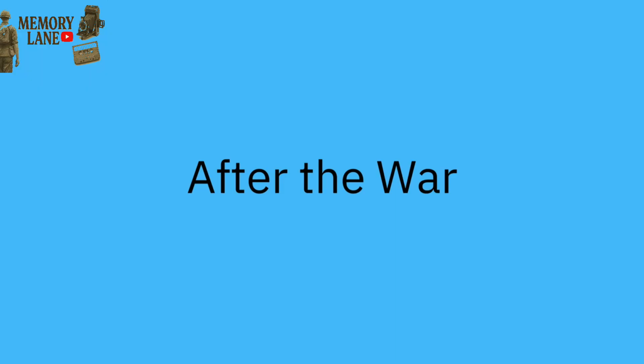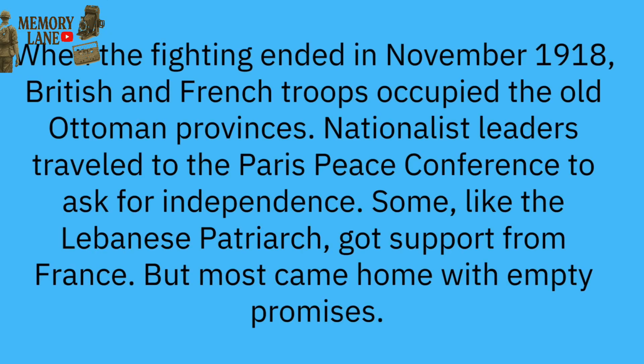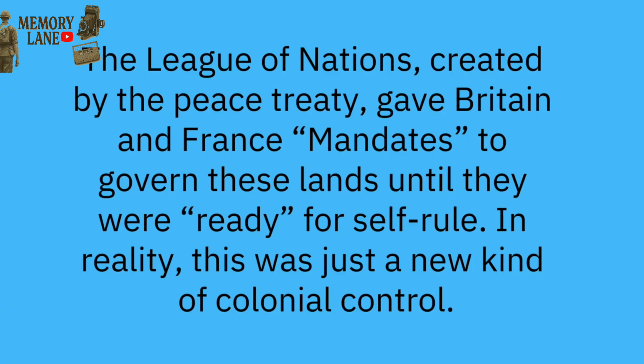After the war, when the fighting ended in November 1918, British and French troops occupied the old Ottoman provinces. Nationalist leaders traveled to the Paris Peace Conference to ask for independence. Some, like the Lebanese patriarch, got support from France, but most came home with empty promises. The League of Nations, created by the peace treaty, gave Britain and France mandates to govern these lands until they were ready for self-rule. In reality, this was just a new kind of colonial control.